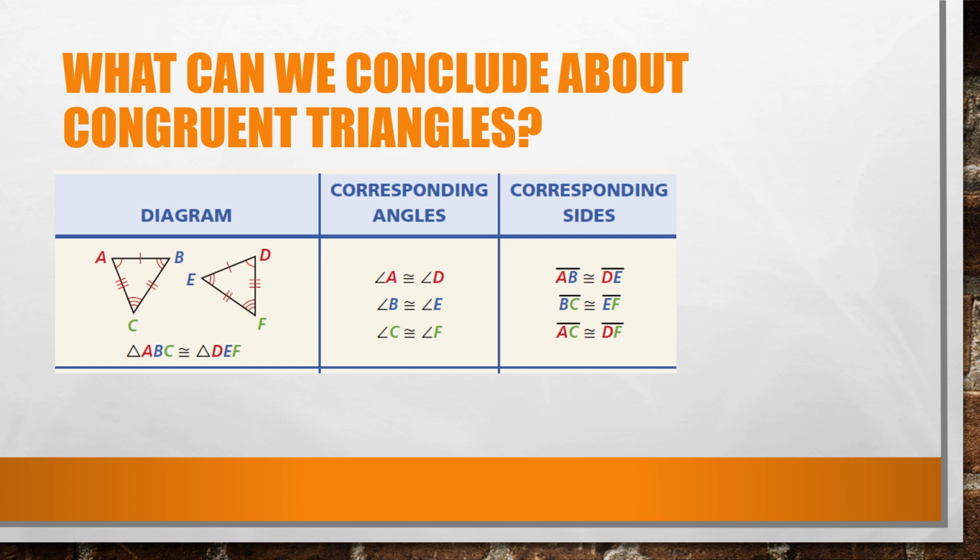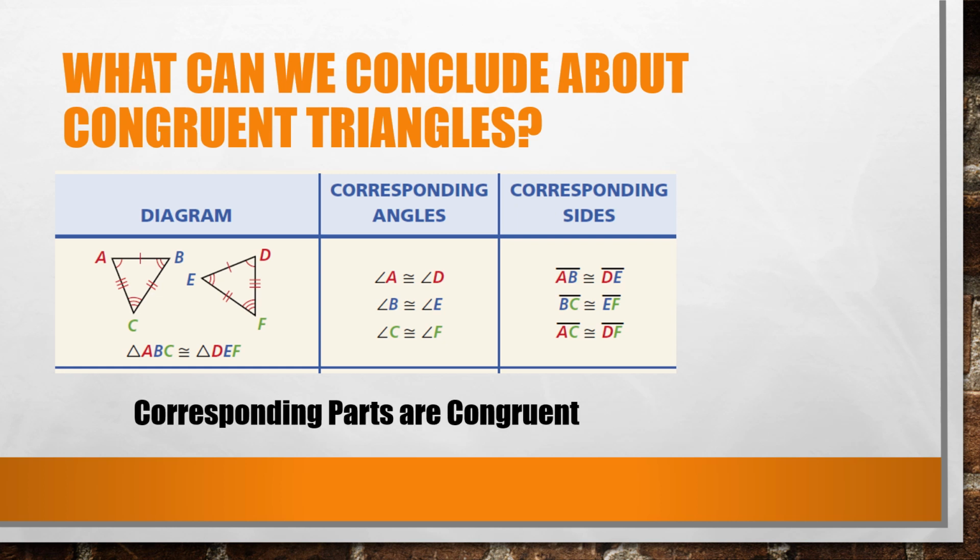Anytime we know two triangles are congruent, we can say that all of the matching pieces are also congruent. And that's what this part of the proof allows us to do. So it's always typically the final step. And I'll show you a little bit about that in just a second here.